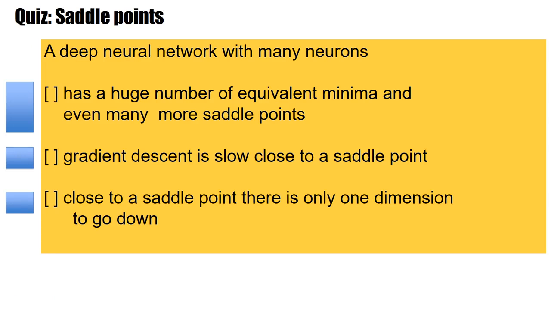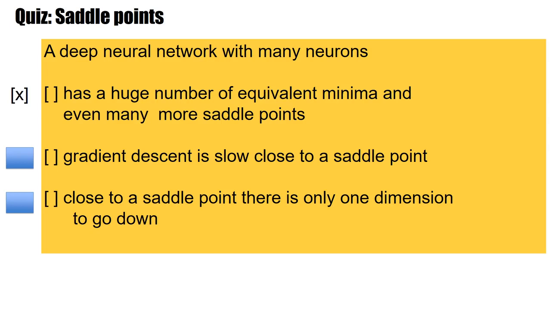So let's finish with a little quiz. We have a deep network with many neurons. The claim is such a deep network has a huge number of equivalent minima and even many more saddle points. And of course, this is correct.